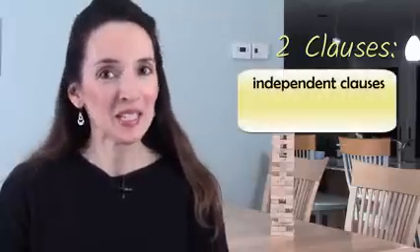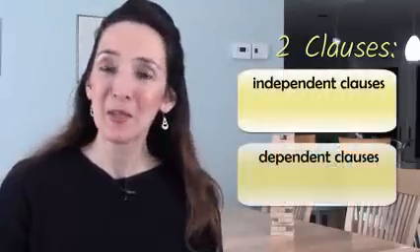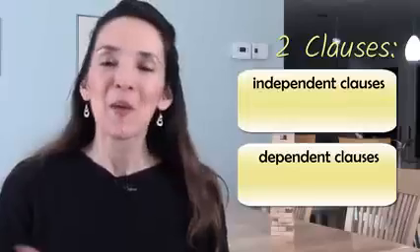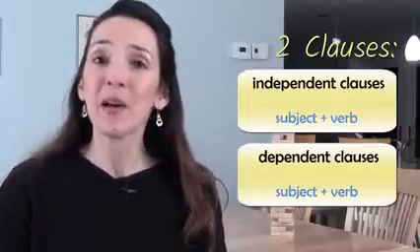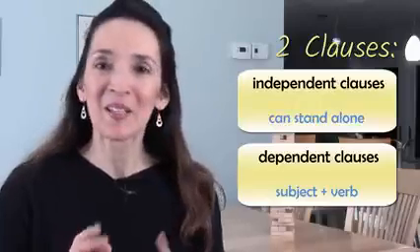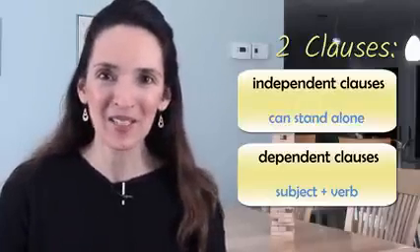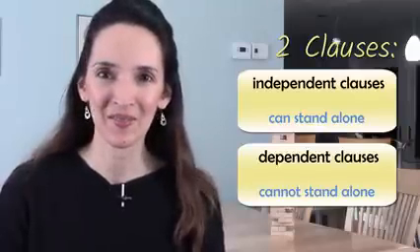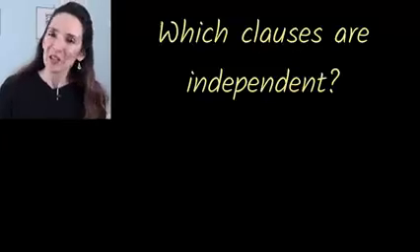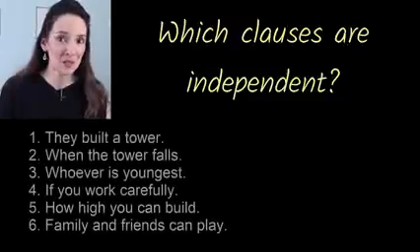There are two basic kinds of clauses: independent clauses and dependent clauses. Both kinds have a subject and a verb, but independent clauses can stand alone and make sense. Dependent clauses can't. Can you identify which clauses are independent?